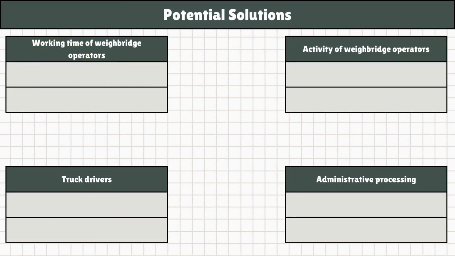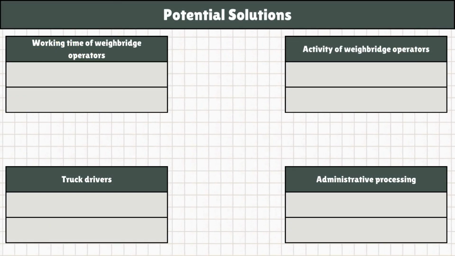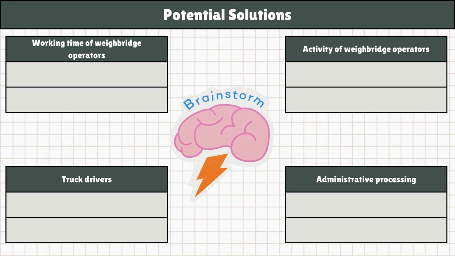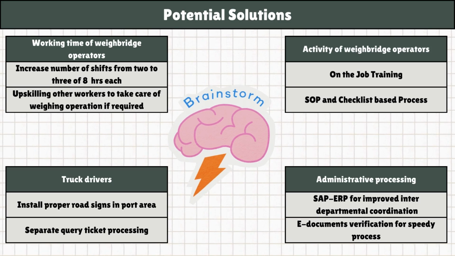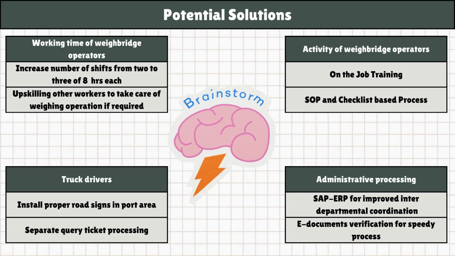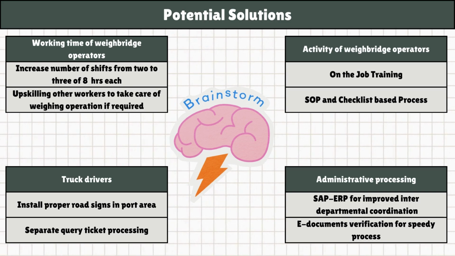Remember, for our case study, we had identified 4 root causes, and after brainstorming, we have now generated 2 to 3 potential solutions using lean tools for each root cause. Now that we have multiple solutions, we need to filter out the best ones.